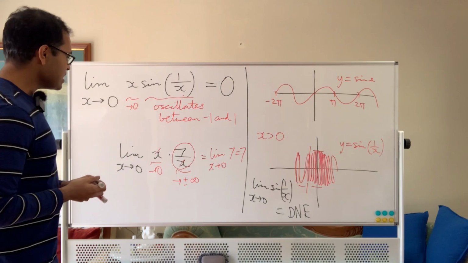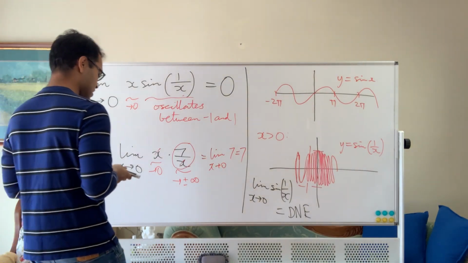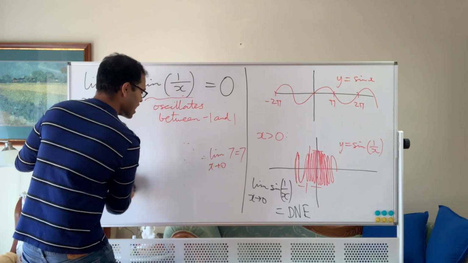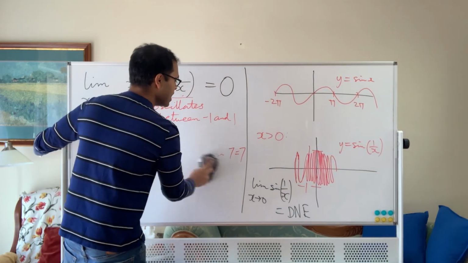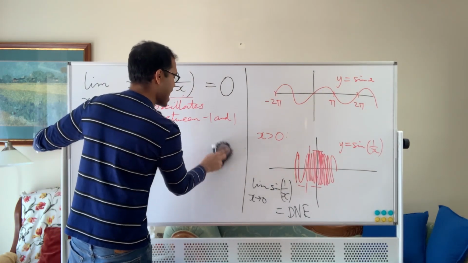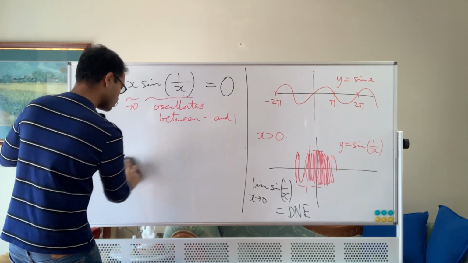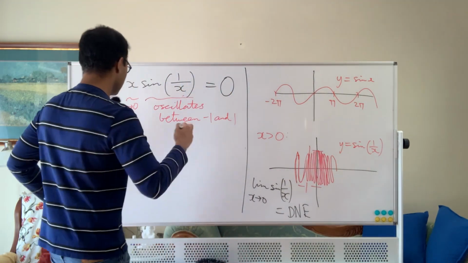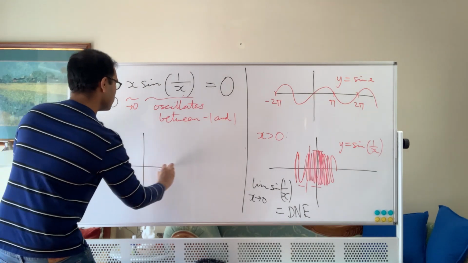Okay, so let's now talk about the sandwich theorem, which comes from this example. So what I'm going to do is erase this, and we're going to actually graph x times sine 1 over x and see the sandwich theorem in action. So let's graph y equals x sine 1 over x.